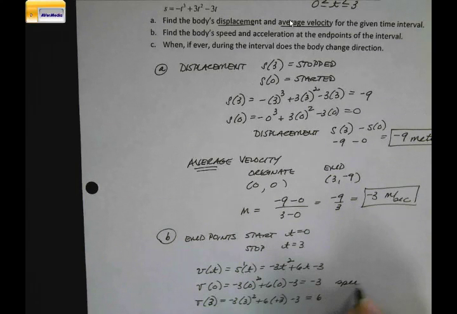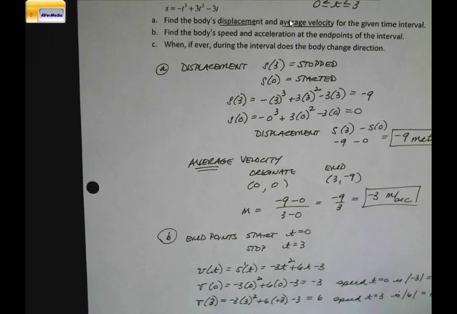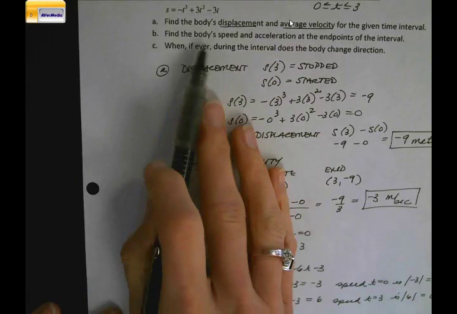Okay. So the speed when time equals 0, in other words, when you first take off, is the absolute value of negative 3, which is 3 meters per second. They must have launched this thing. And then the speed at time equaling 3 is the absolute value of 6, which is 6 meters per second. Okay. Boy, they ask a lot of questions.